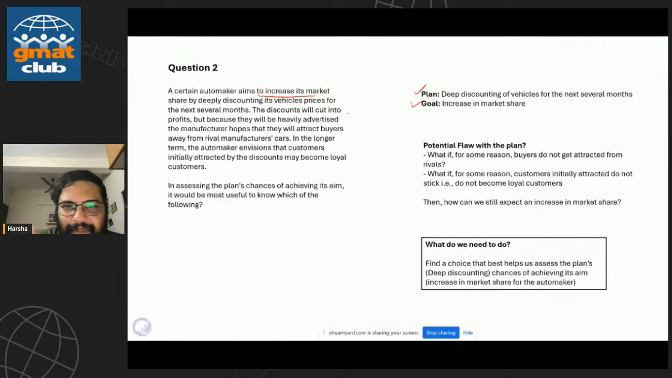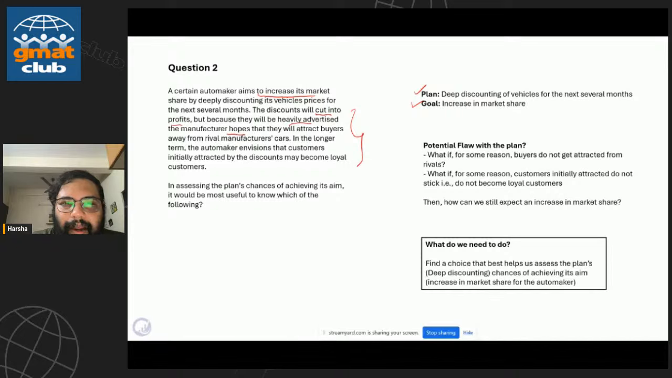And also make sure you understand the logic here. What does the automaker hope to achieve? They don't mind the cut in profit. They know that profit is going to get cut, but because of the heavy level of advertising that they're going to push out, the hope is that you'll be able to attract buyers from rival manufacturers' cars, and in the long run, those people who you kind of drag in will stay and become loyal customers. That should lead to more market share, right? Because you've taken more of the pie.